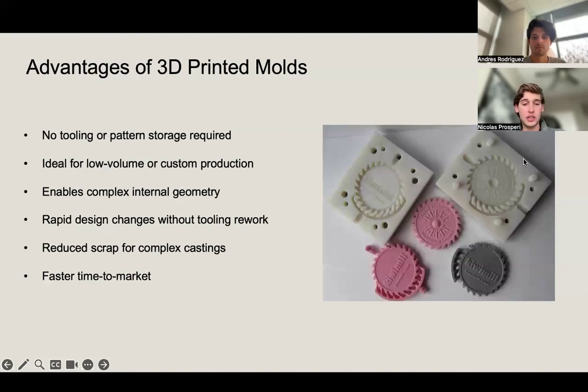So here are the key advantages of 3D printed molds. No tooling or pattern storage required. It is ideal for low volume or custom production. It supports extremely complex geometry. Design changes can be made instantly. It reduces scrap and rework for complex castings. And lastly, overall much faster time to market. These advantages become especially impactful for research and development environments and industries with rapidly changing designs.